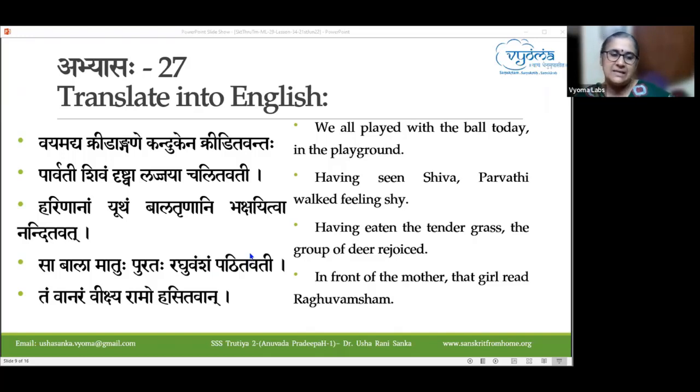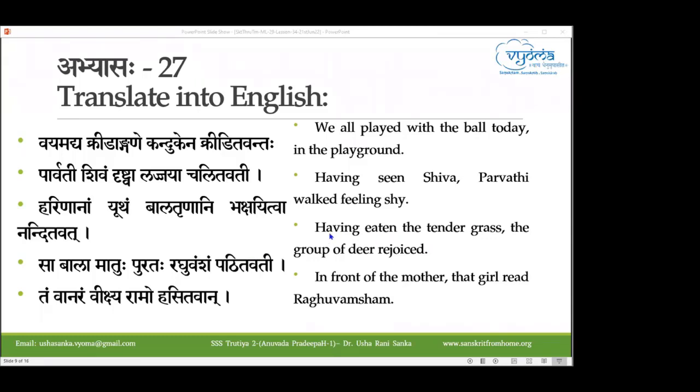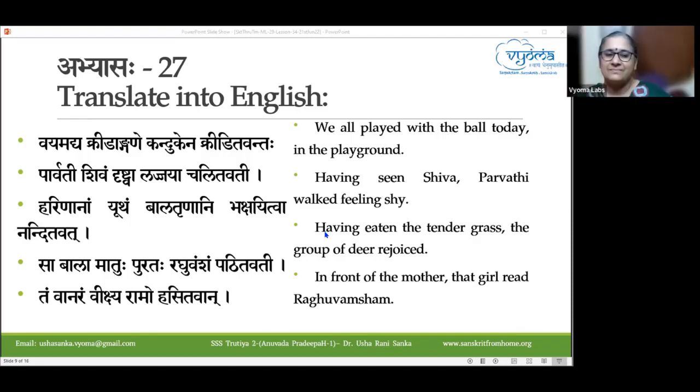Ghanshyamji, please tell. Tam Vanaram Vikshya Ramo Hasitavan. Respected teacher, today is my first class because I joined only today. Tam is Trutiya Vibhakti. Tam Vanaram Vikshya Rama Hasitavan. Ram, after seeing that Vanar, laughed. Correct. Very well said. Seeing that monkey, Rama laughed. Okay, good.